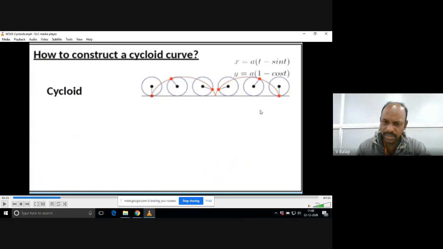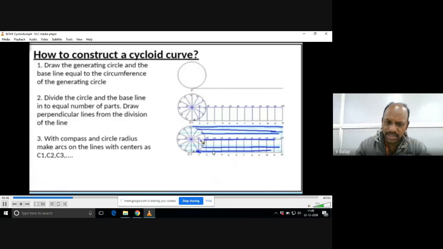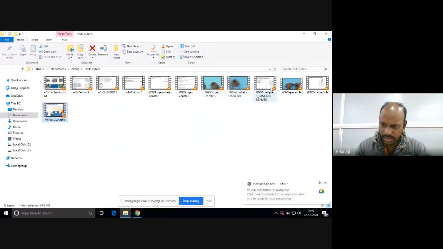These engineering curves are used in engineering applications to manufacture mechanical gears, and many other applications are also there. I will show you. In this class we will confine ourselves to how to draw a cycloid. We will discuss the remaining applications in the next class in detail.